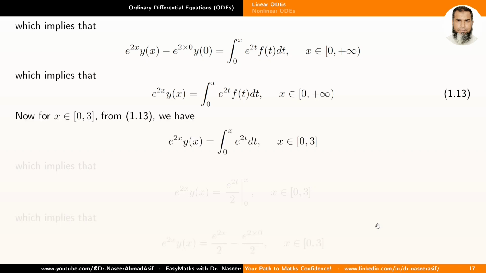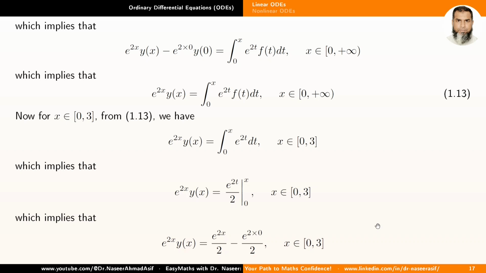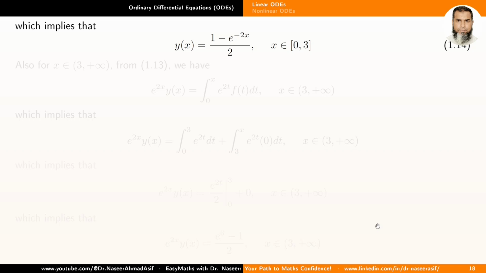Now for x equal to 0 to 3 closed interval from equation 1.13, we have exponential 2x y of x is equal to integral from 0 to x of exponential 2t dt, where x equal to 0 to 3 closed interval. So we have exponential 2x into y of x is equal to exponential 2t over 2 from 0 to x. So we have exponential 2x into y of x is equal to exponential 2x over 2 minus exponential 2 into 0 over 2. So y of x is equal to 1 minus exponential of minus 2x over 2, where x equal to 0 to 3 closed interval.